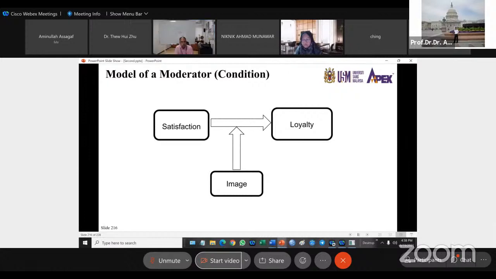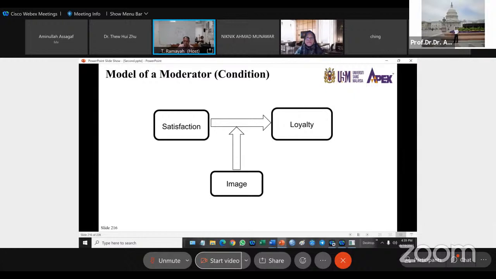So when we draw the model like this, what will happen is many researchers write hypotheses: the relationship between satisfaction and loyalty will be moderated by image. You don't have to write that, I already know. The drawing already tells me the same. You are not giving me any more information. So you should not be writing like that. Satisfaction to loyalty moderated by image. That's not a good hypothesis.